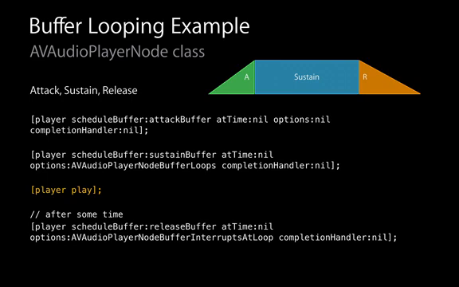So after some time has gone by, when I'm ready to interrupt that, I can schedule my release buffer with the AVAudioPlayerNode buffer interrupts at loop option. So this will let the last loop of the sustain buffer finish up and then play the release portion of my sound.